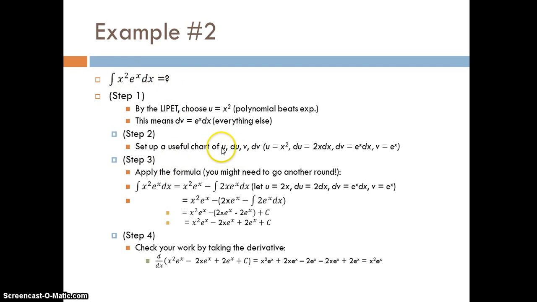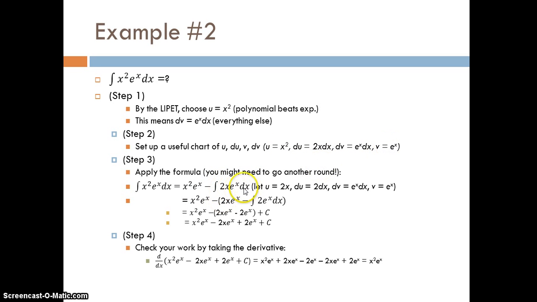I'm going to set up a useful chart of u, du, v, dv. I didn't have enough space on the slide, so I just wrote them out. u is equal to x squared, du is equal to 2x dx. dv is that e to the x dx, and so the antiderivative of that would be e to the x. So now once we apply our formula, that uv minus integral of v du part, we get x squared times e to the x minus the integral of 2x e to the x dx.